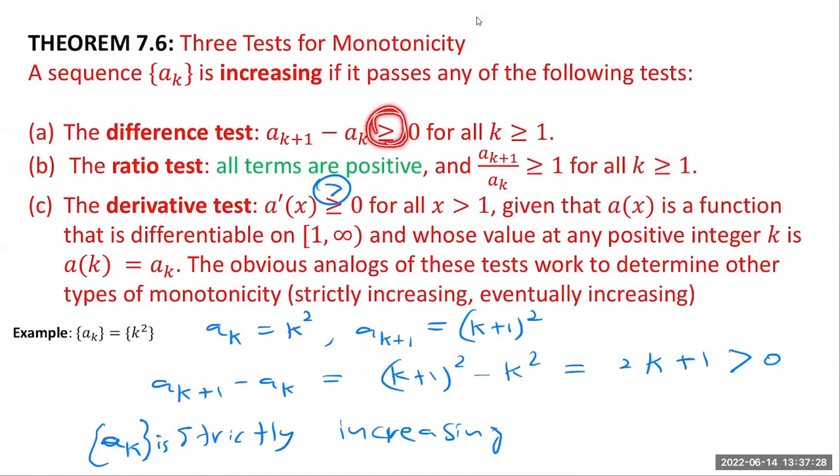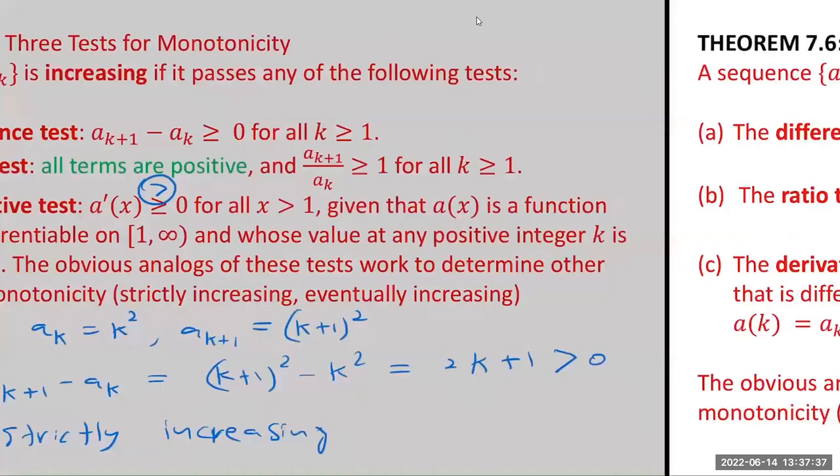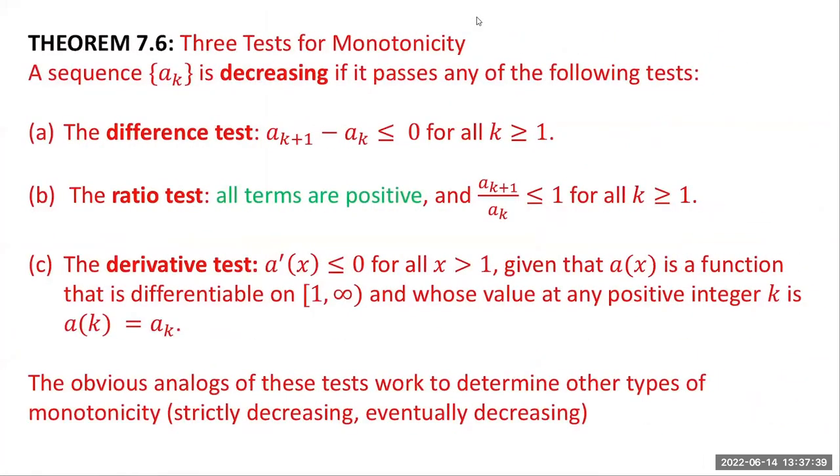You make this inequality less than or equal. You make this less than or equal. You make this less than or equal. Then you get the decreasing version of this theorem. Okay, here is the theorem. The difference test tells you that if this difference is less than or equal to 0 for all K greater than or equal to 1, then your sequence is a decreasing sequence.